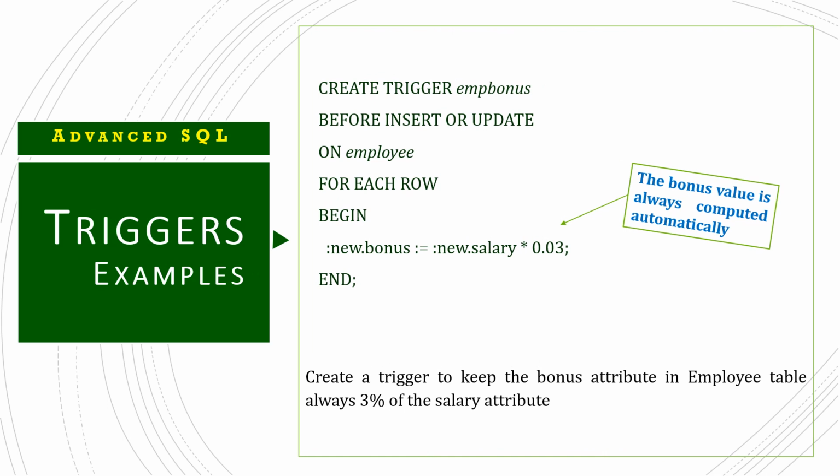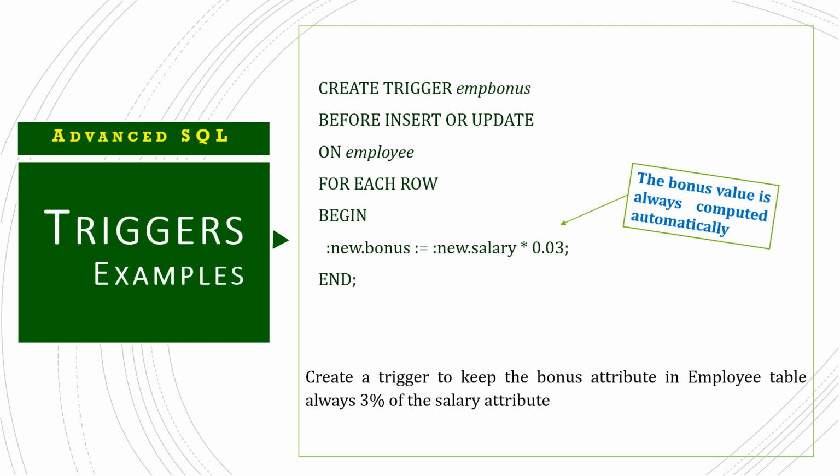Another example: here we are going to create a trigger for keeping the bonus attribute in the employee table always as 3% of the salary attribute. Before insert or update, we have to keep this bonus attribute at 3%. Now let's create the trigger.